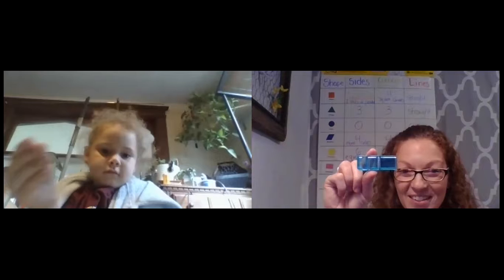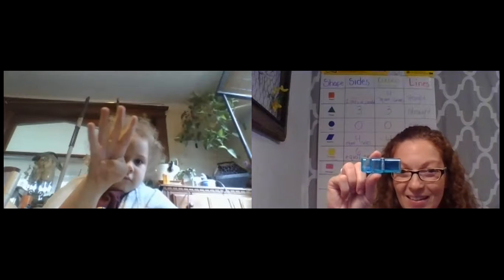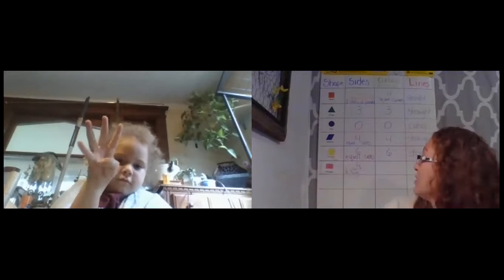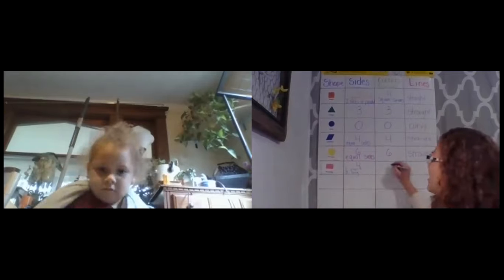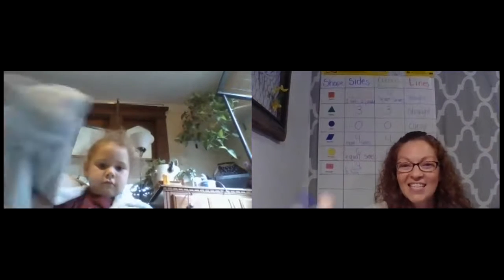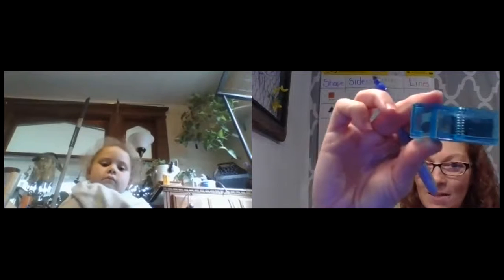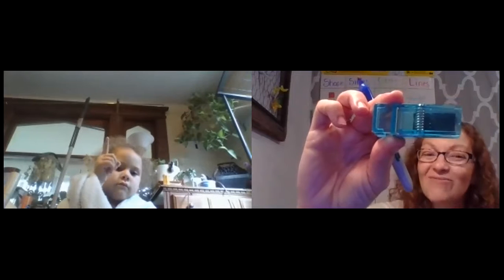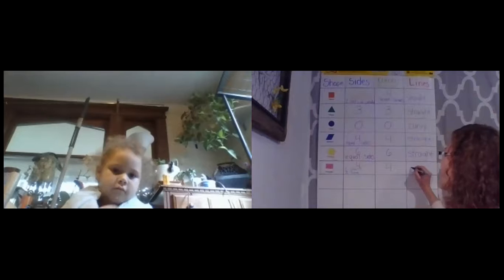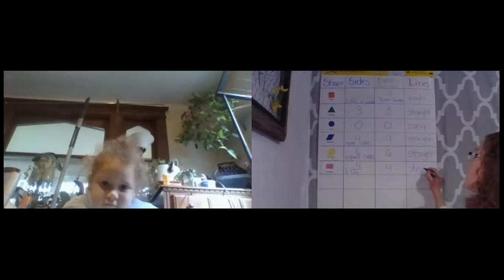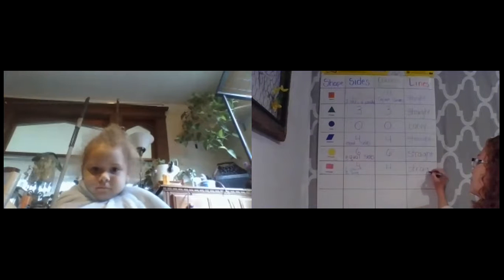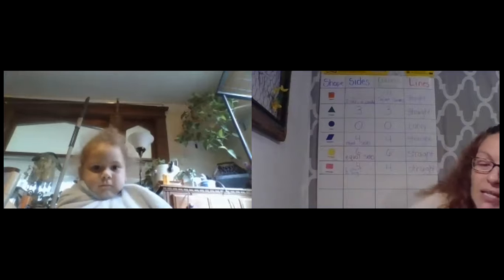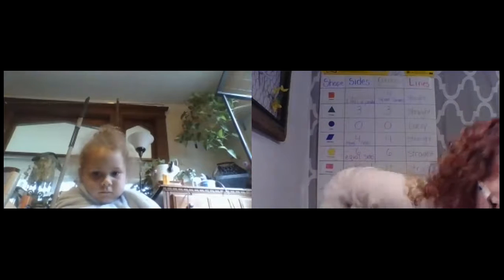So if a rectangle has 4 sides, show me with your fingers, how many corners is it going to have? Perfect. 4. Absolutely. It has 4. And are these sides curvy or are they straight? I love it. I like how you show me. They are straight. Nice work.